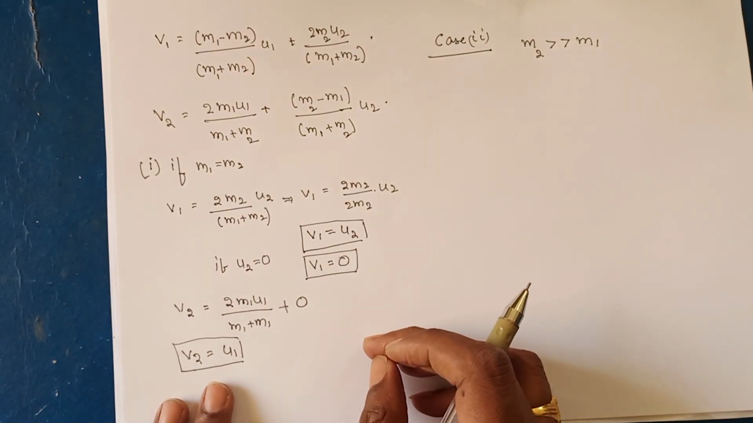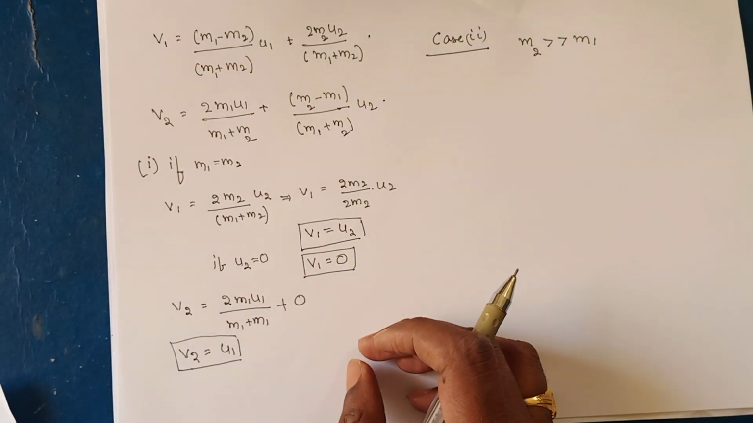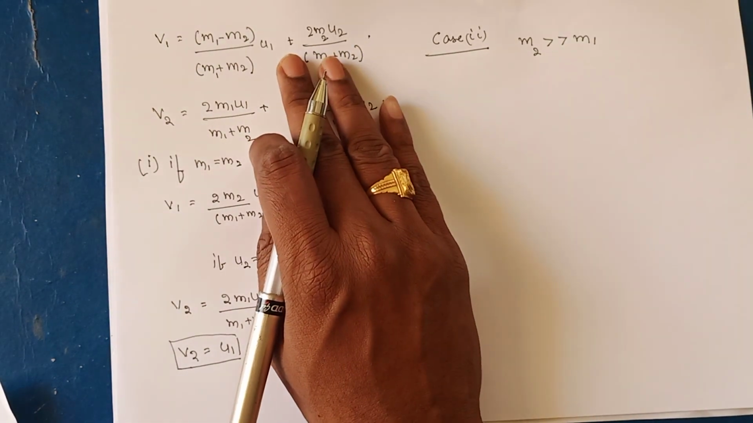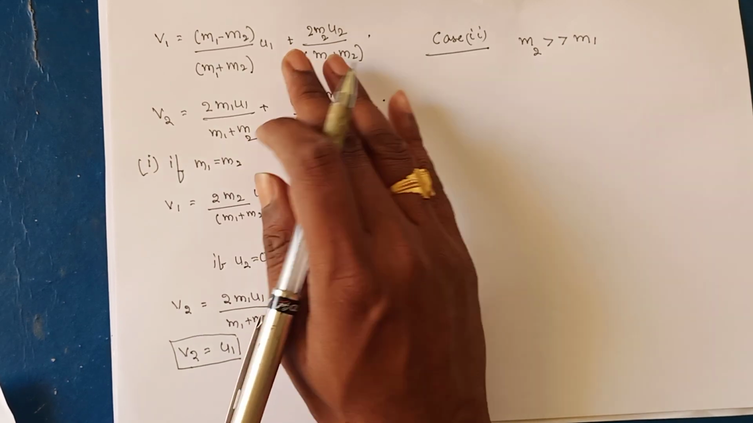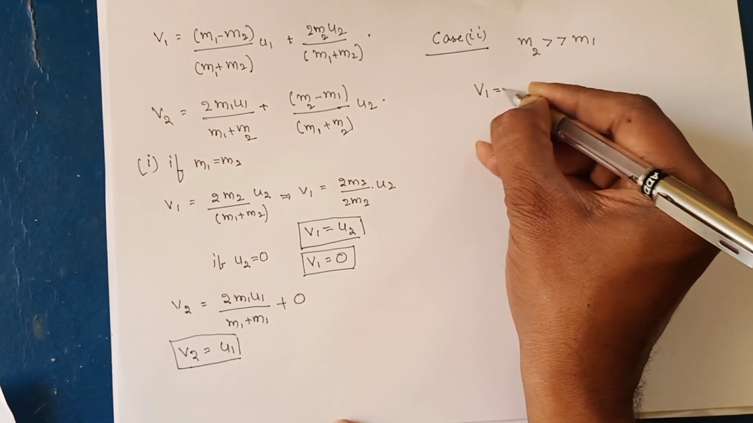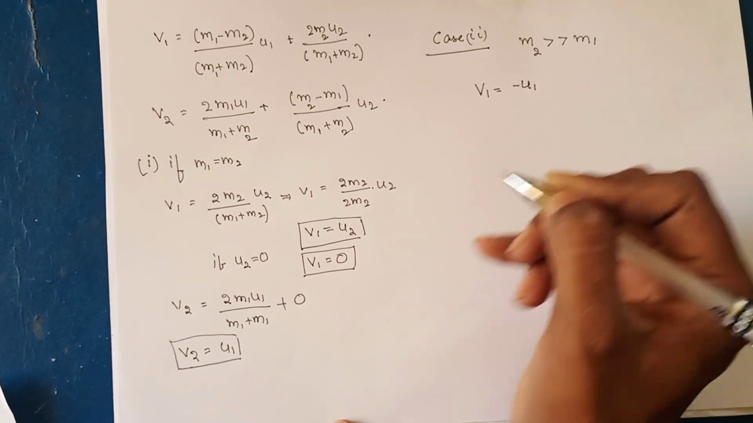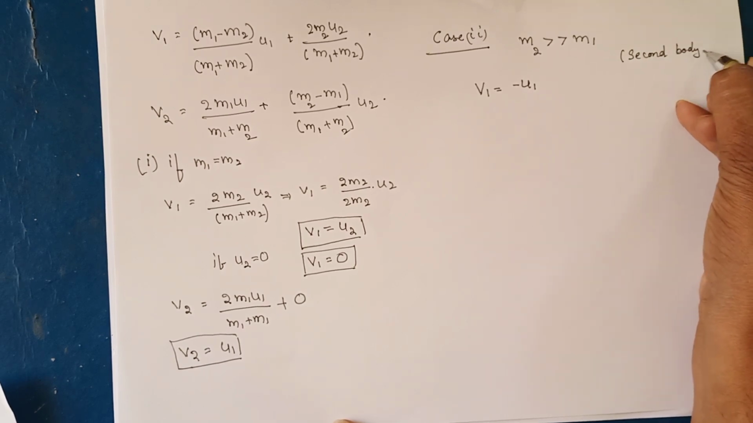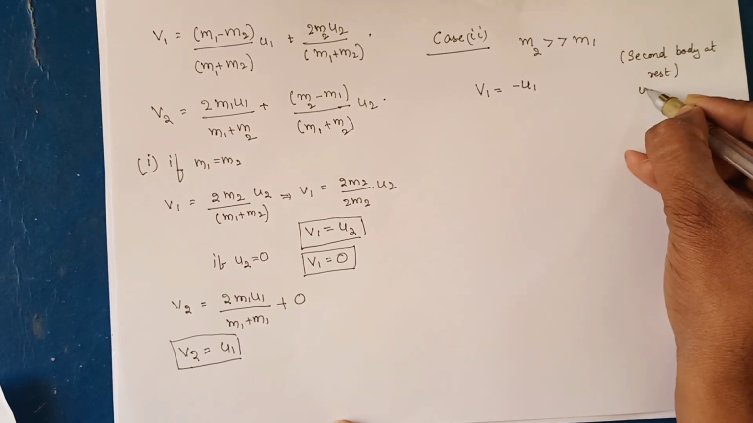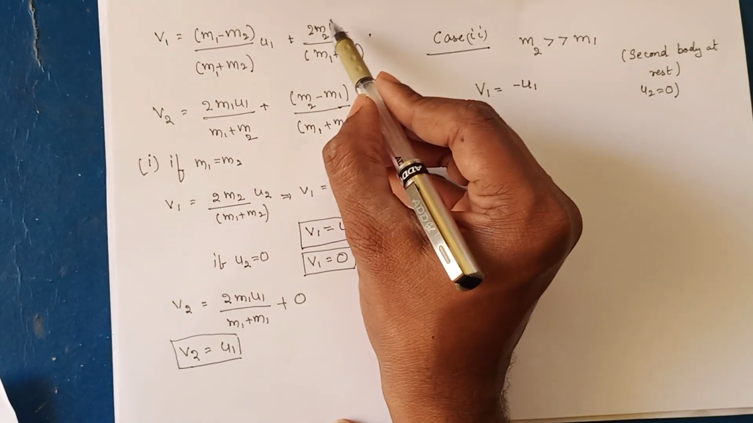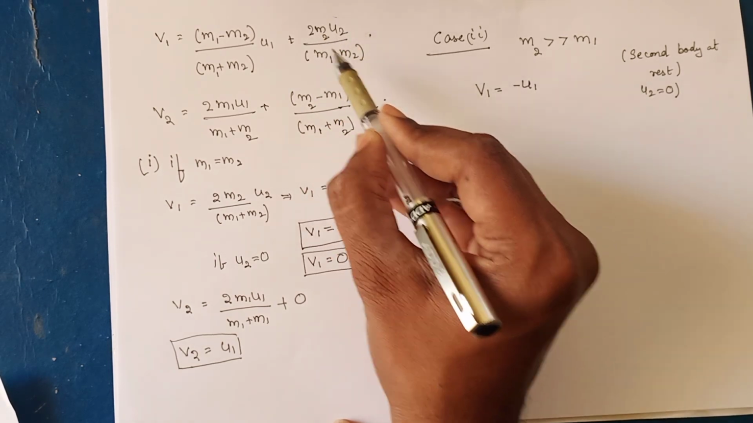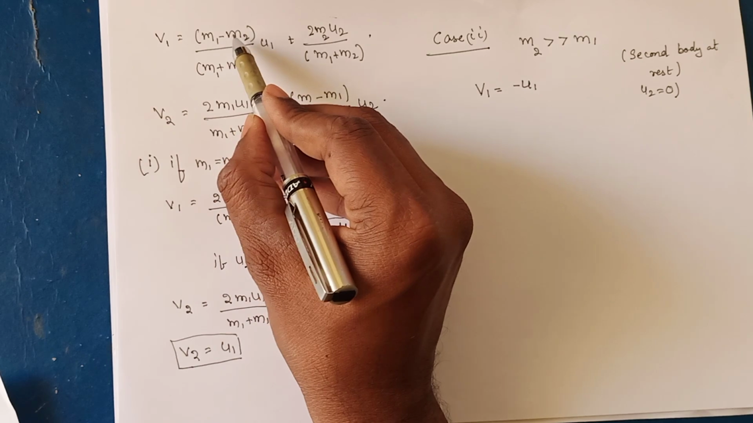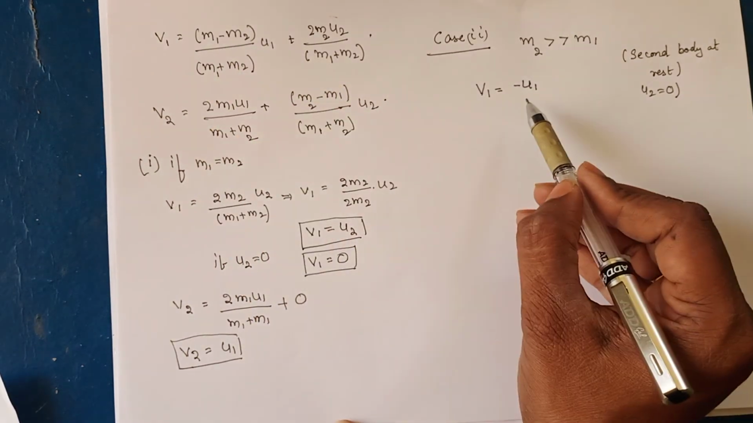Now case 2, where the second body's mass is very much heavier than the first body. Substitute into these equations again, and you will get the final velocity of the first body equal to its initial velocity, which is negative. Since the second body is initially at rest, u2 is equal to 0, and m1 is negligible. Then m1 can become 0 and m2 is cancelled, but minus is there, and you will get minus u1.